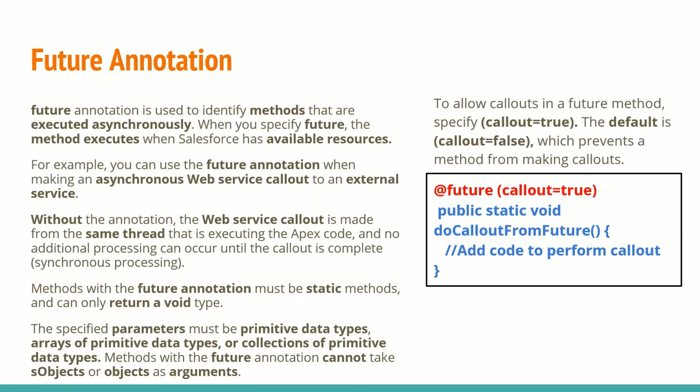Then we have the future annotation. The future annotation is used to identify methods that are executed asynchronously. Future is asynchronous.